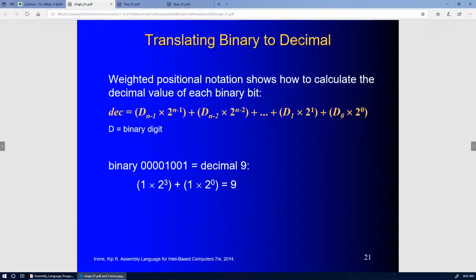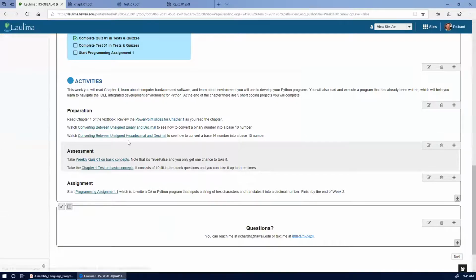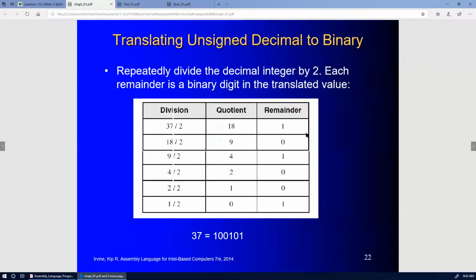So here's translating binary to decimal. If you go back, you can watch this video here. He does great videos, and you can see graphically how that works. And unsigned decimal to binary.